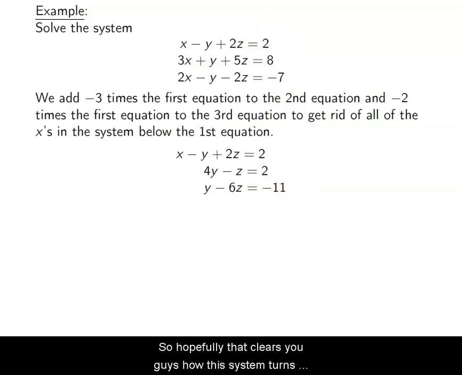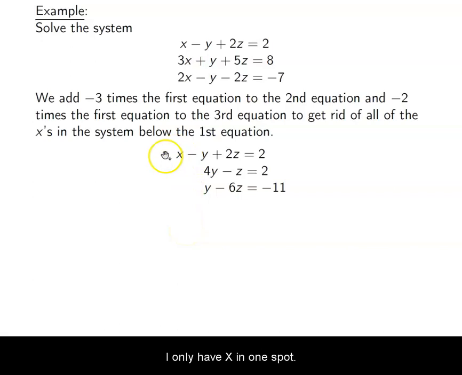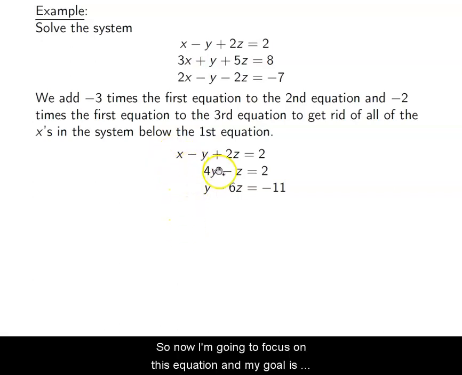Okay, so hopefully that's clear to you guys how this system turns into this system. You see how it's not triangular yet, but it's getting there. I only have x in one spot. All my other x's are gone. So now I'm going to focus on this equation, and my goal is to eliminate all the variables below it, right? So there's only one more y below it.